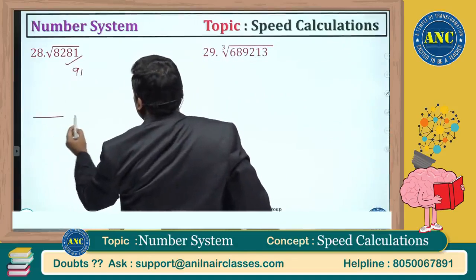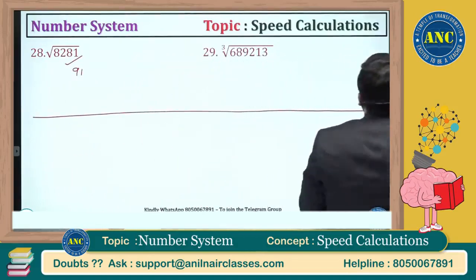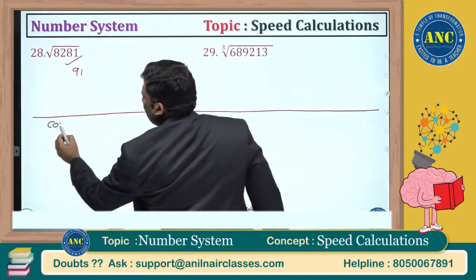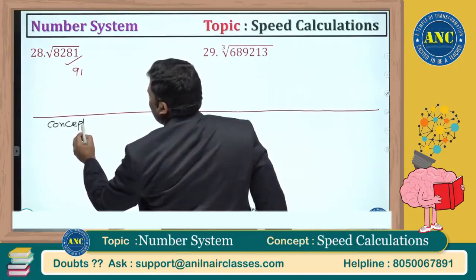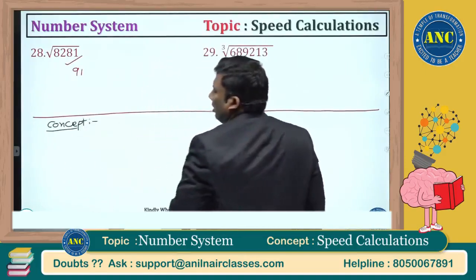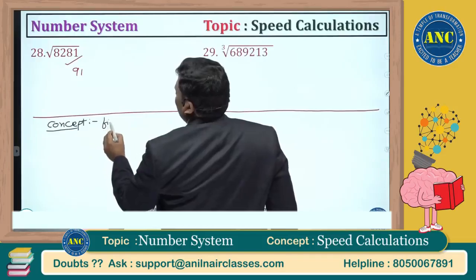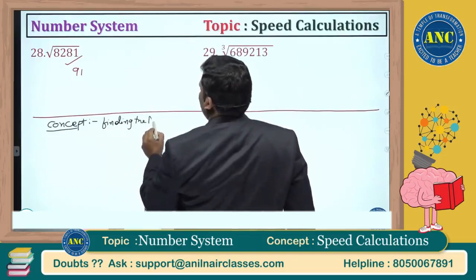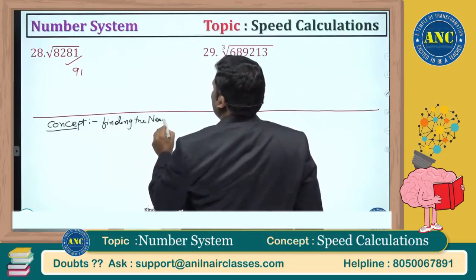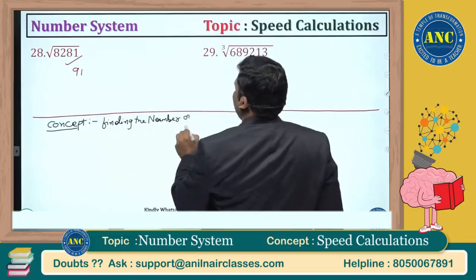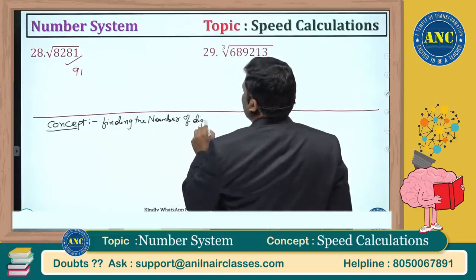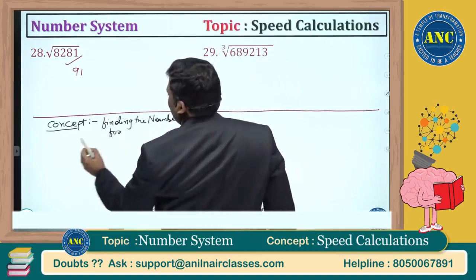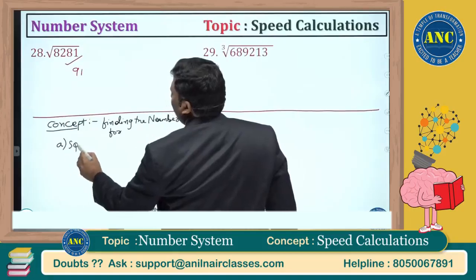Please write down this concept. Very, very important concept: finding the number of digits. For the first one, square root of a perfect square.